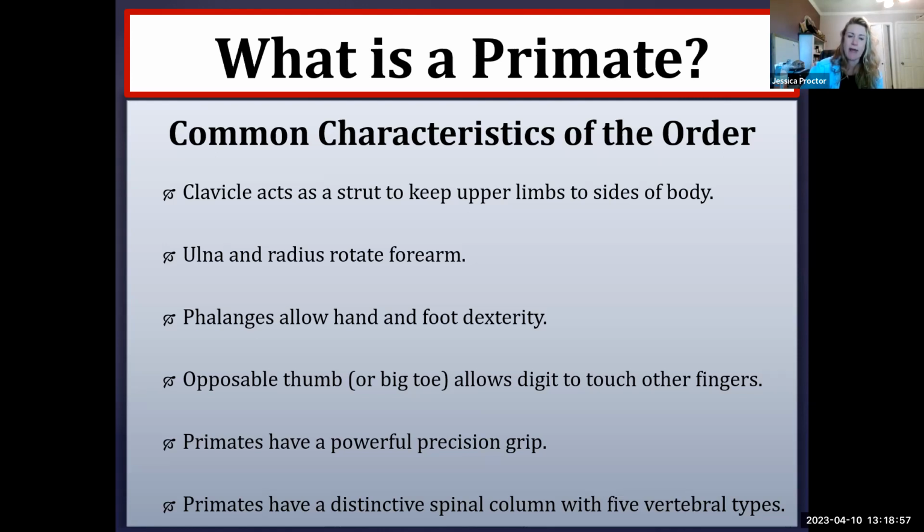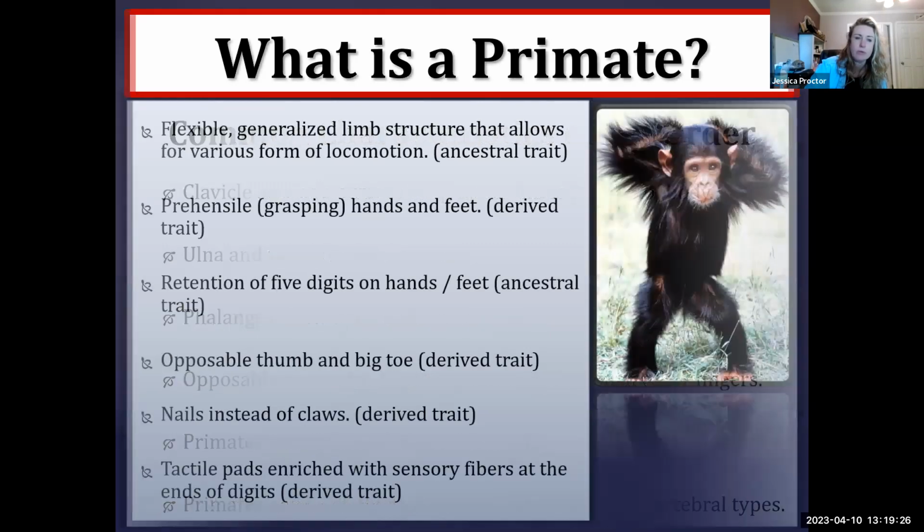So we have a clavicle that acts as a strut to keep the limbs to the sides of the body. We have an ulna and a radius that allow us to rotate our forearm. Our phalanges, our finger bones, and our toe bones allow for both hand and foot dexterity. We have opposable thumbs, and most primates also have an opposable big toe that allows digits to touch other fingers and also for gripping. We have a powerful precision grip, and we have 5 distinctive vertebral types.